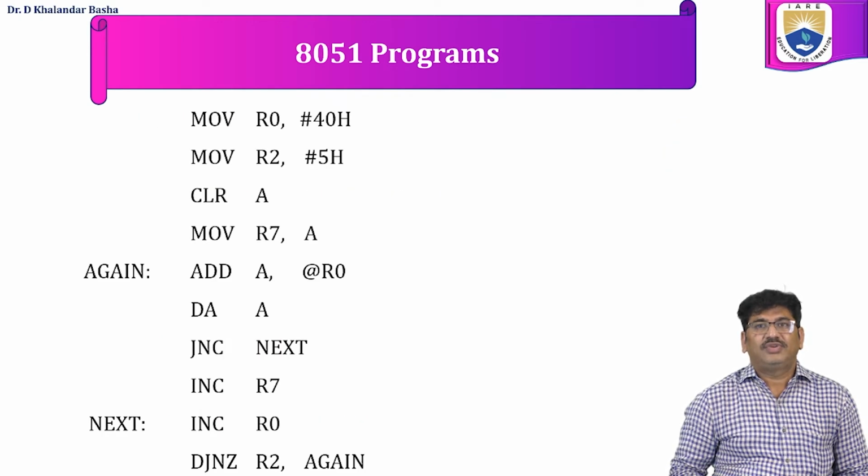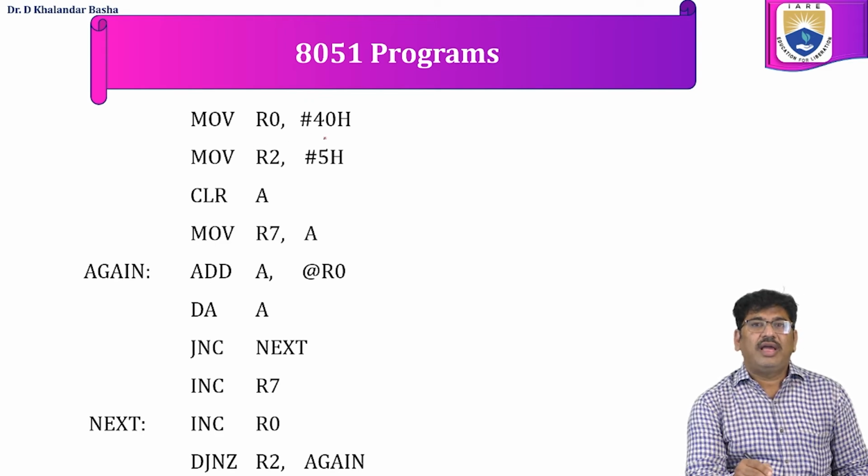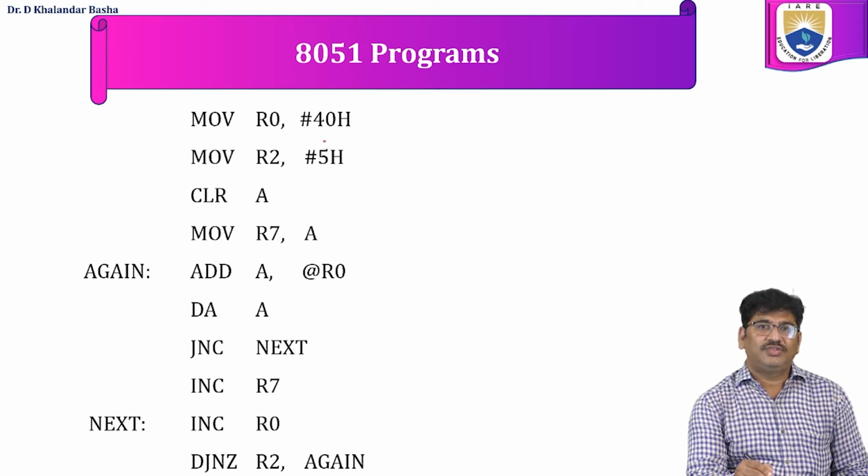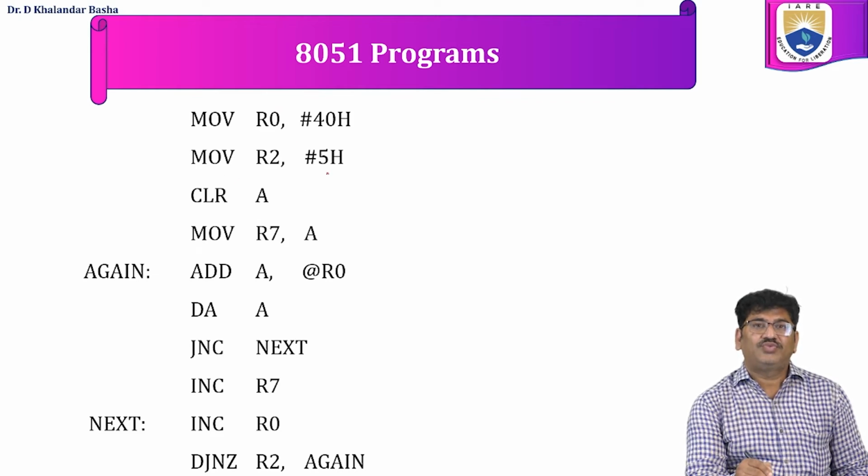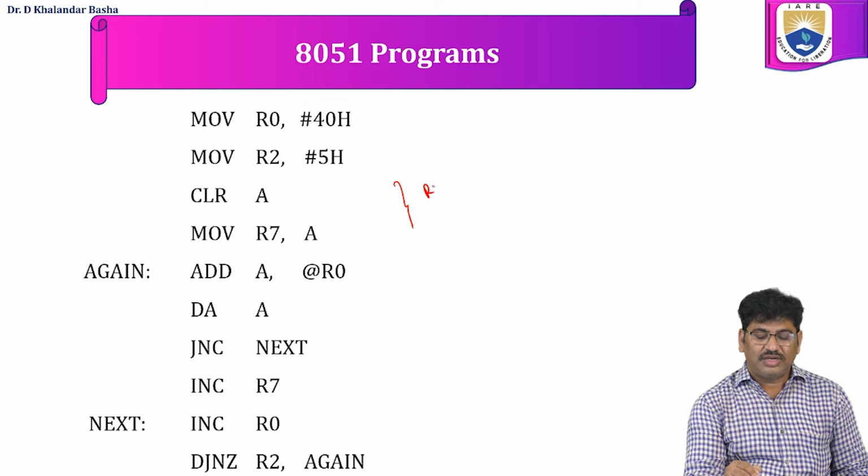The program at a glance we can see. MOV R0, #40H, which loads the source address, 40H, into the R0 register. MOV R2, #5H. How many memory locations we want to access for adding, that count is loaded into the R2 register. For loading the initial sum into the accumulator as 0, clear the accumulator contents by using CLR A. MOV R7, A. This is also for clearing the R7 register. So the accumulator and R7 register will be cleared.